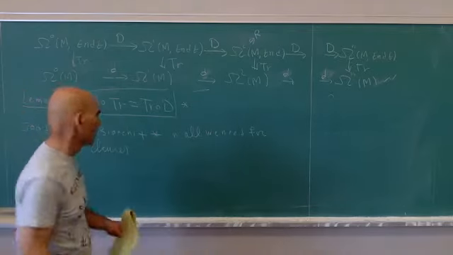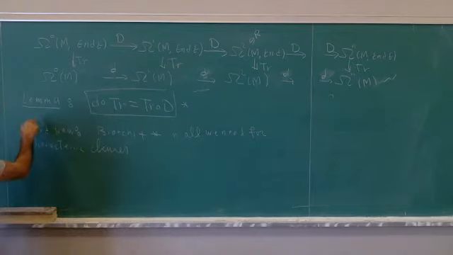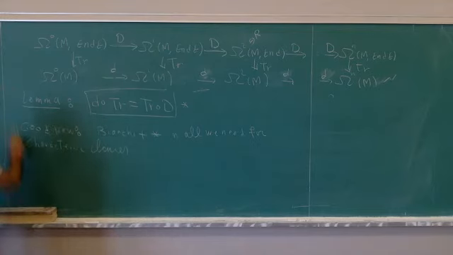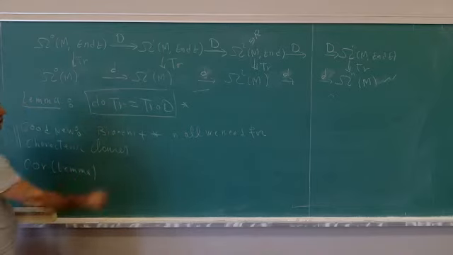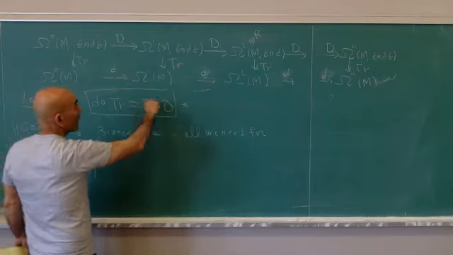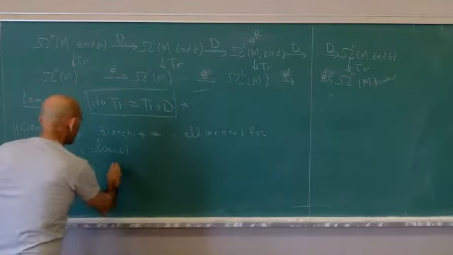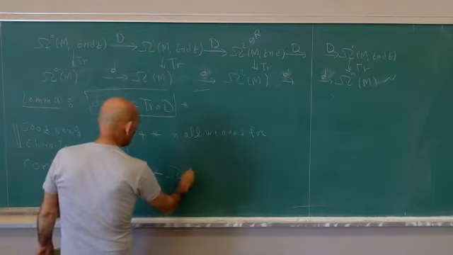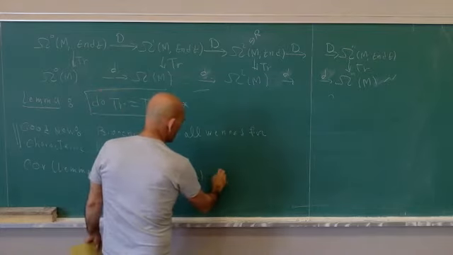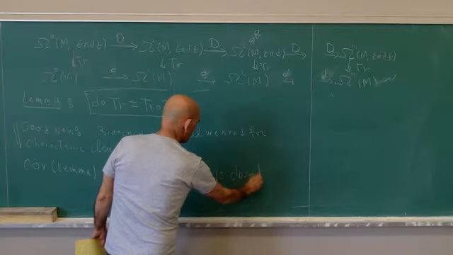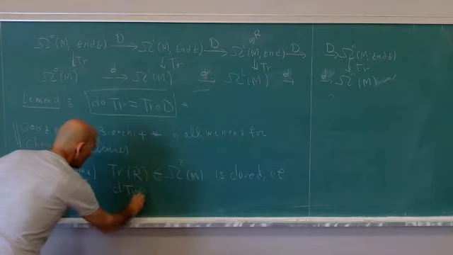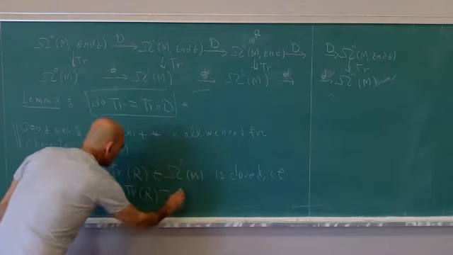Let me tell you why that's the case. Okay, corollary of the lemma. Imagine we prove the lemma. Now the corollary of the lemma is the following: the trace of this operator R, which belongs to omega 2 of M, is closed, i.e. D of trace of R is equal to zero.